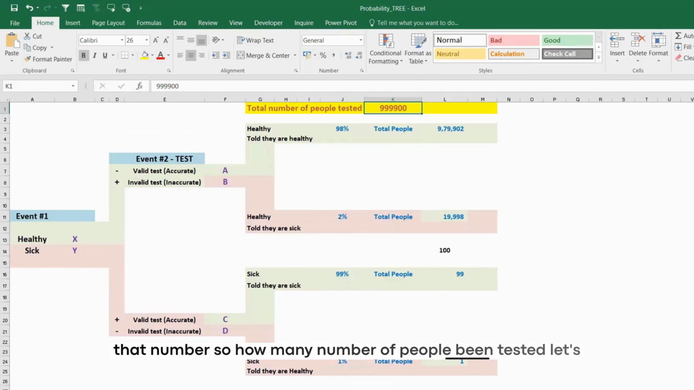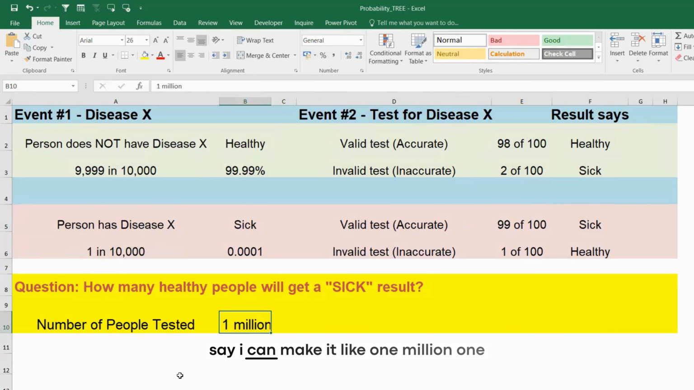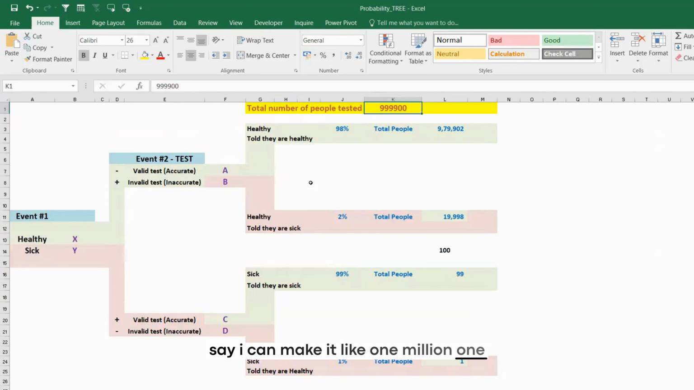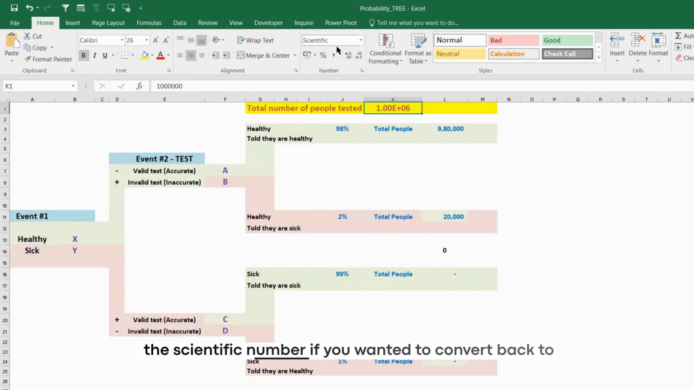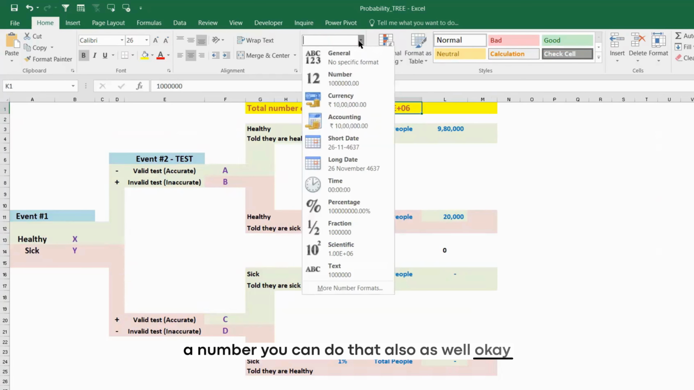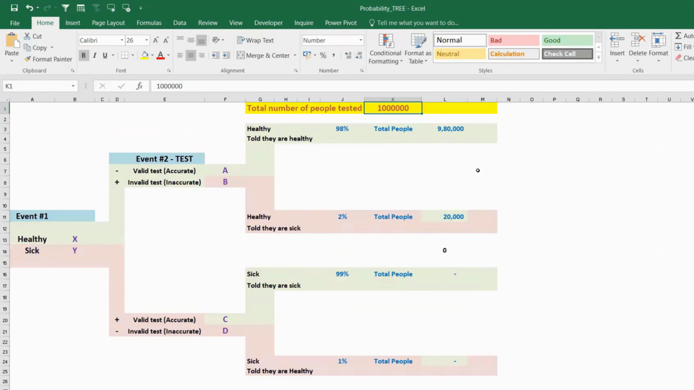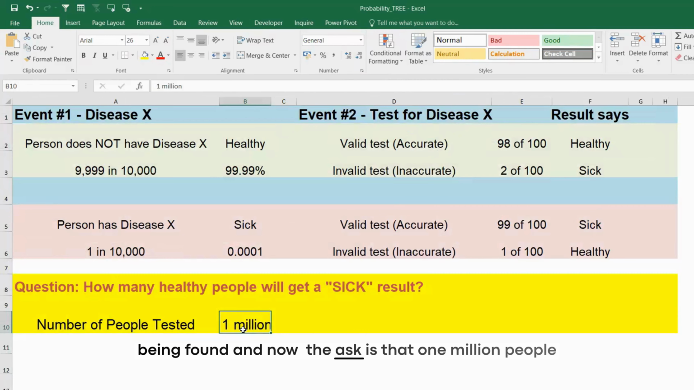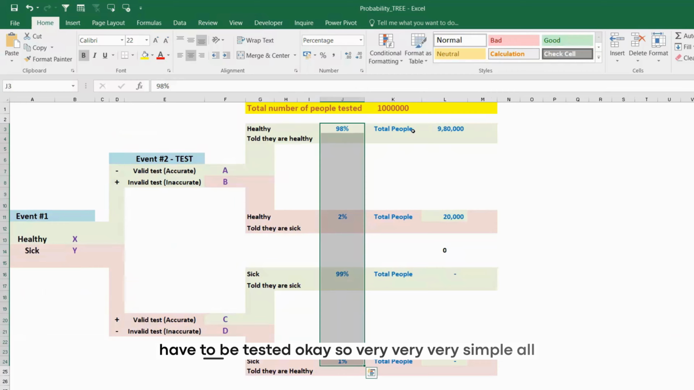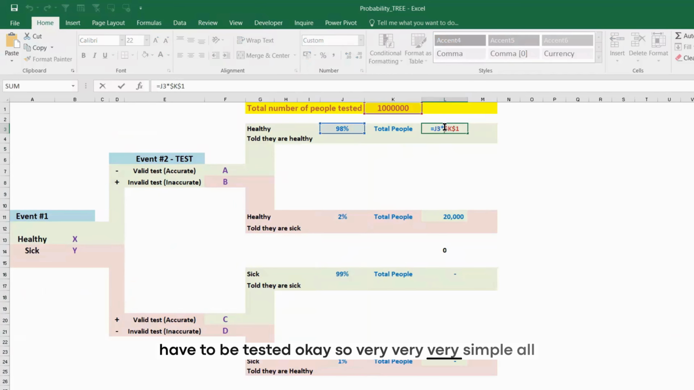Okay, let's assume that you have been tested with that number. So how many people been tested? Let's say I can make it 1 million, 1 times 10 to the power 6. I just put this in scientific notation. If you want to convert back to a number, you can do that also. Okay. So now these percentages have been found, and now the ask is that 1 million people have to be tested. Okay. So very simple.